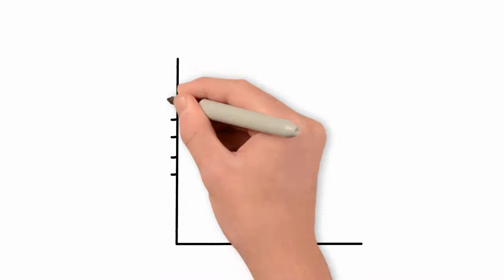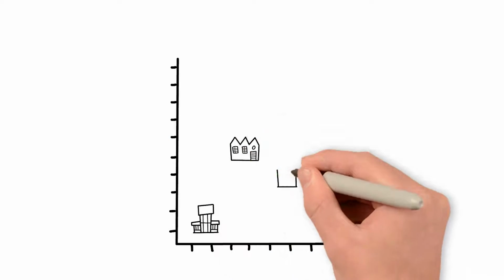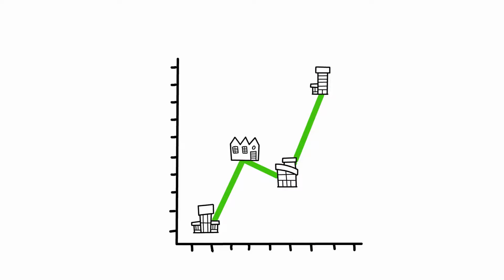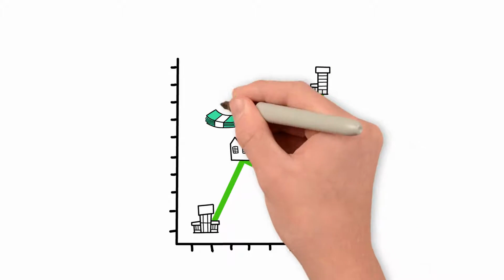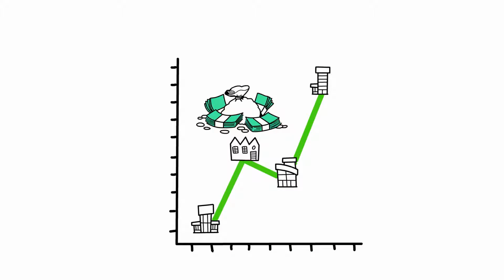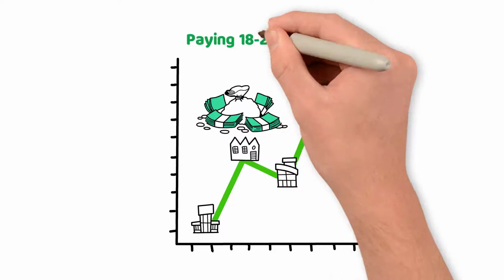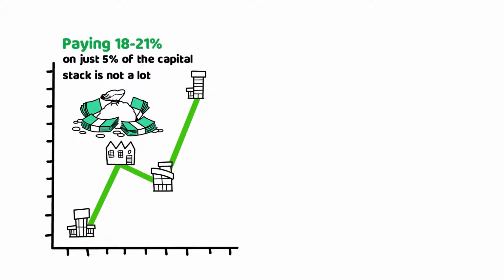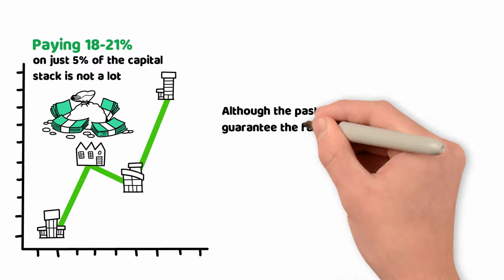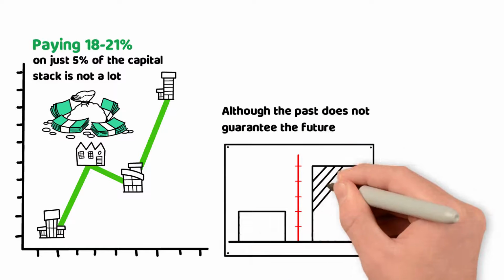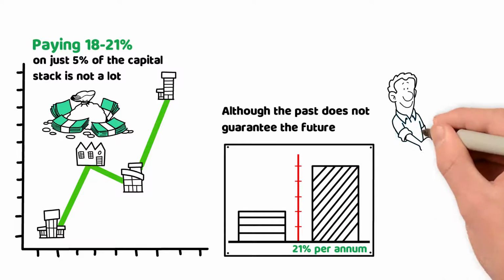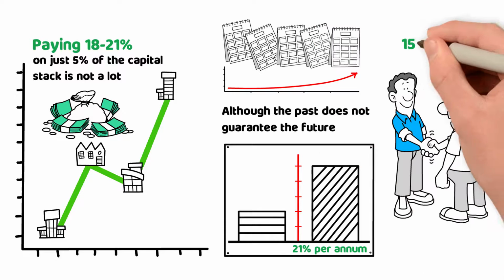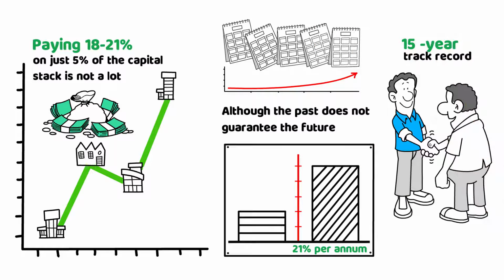Because investors are paid first after bankers and have only 5% cash in per project typically, NRIA's high targeted returns mathematically work. Paying 18 to 21% on just 5% of the capital stack is not a lot. Although the past does not guarantee the future, NRIA projects have delivered well over 21% per annum to our investors for our entire 15-year track record.